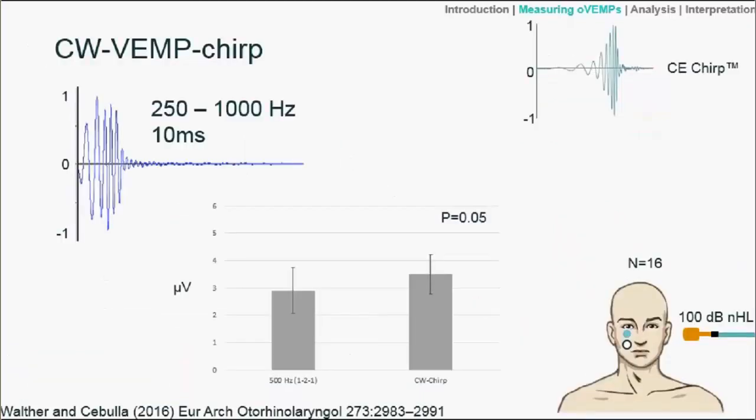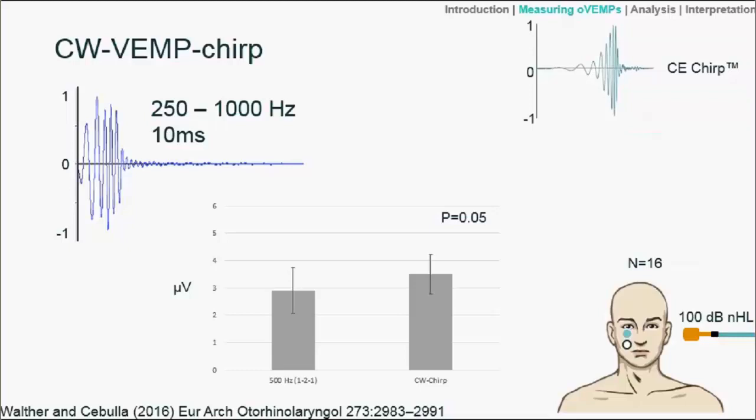A relatively recent development is a chirp specifically designed for VEMP measurements, and it's a derivative of the CE chirp, which I'm just displaying in the top right of the trace, and that of course has been revolutionary in the field of objective threshold estimation for ABR and for ASSR, particularly amongst pediatrics. And that chirp there is designed to accommodate the temporal smearing effect of the cochlea.